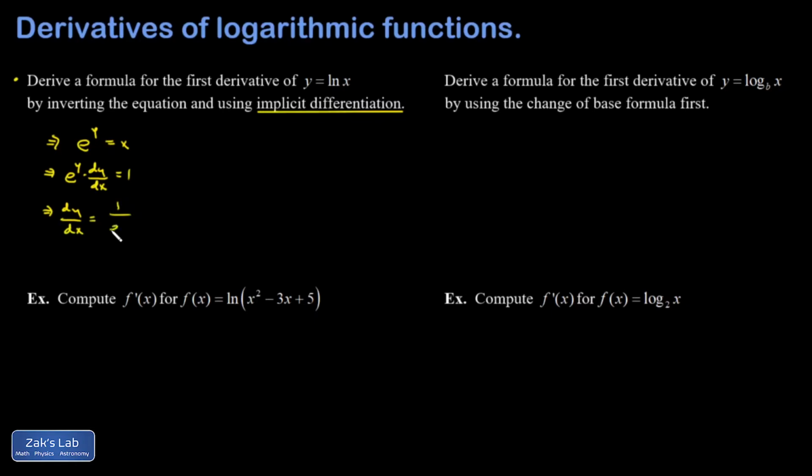And I get 1 over e to the y. And then I replace y with its definition in terms of x, which is right here. And I get 1 over e to the natural log x. And then I have to remember that the natural log function and the natural exponential function are inverses of each other. So e to the natural log x is just x. All right, so that's done.